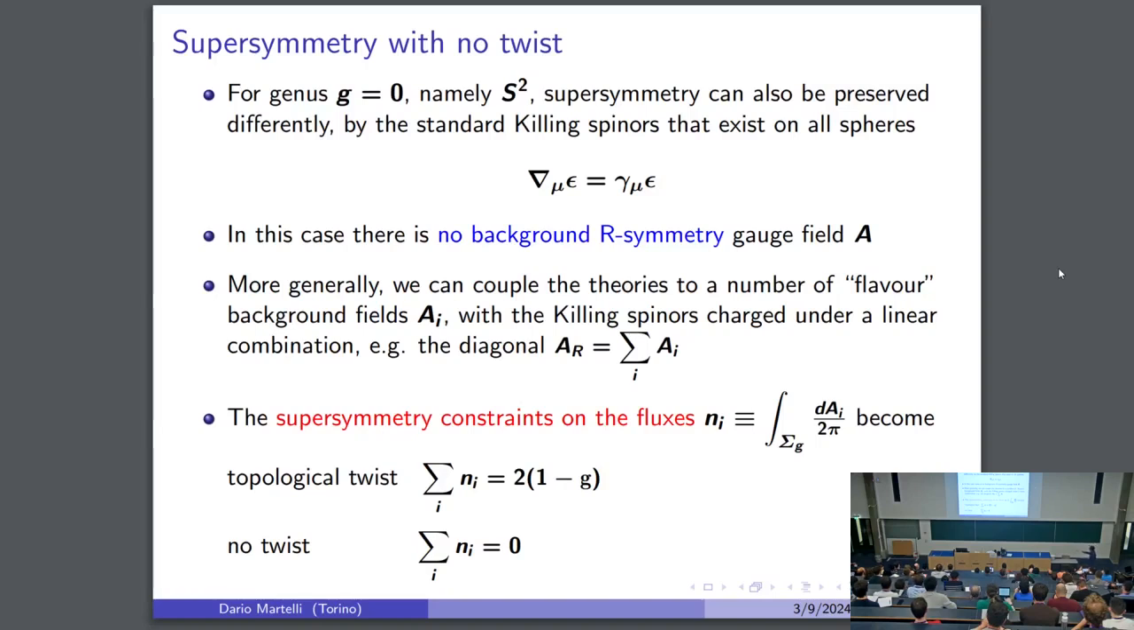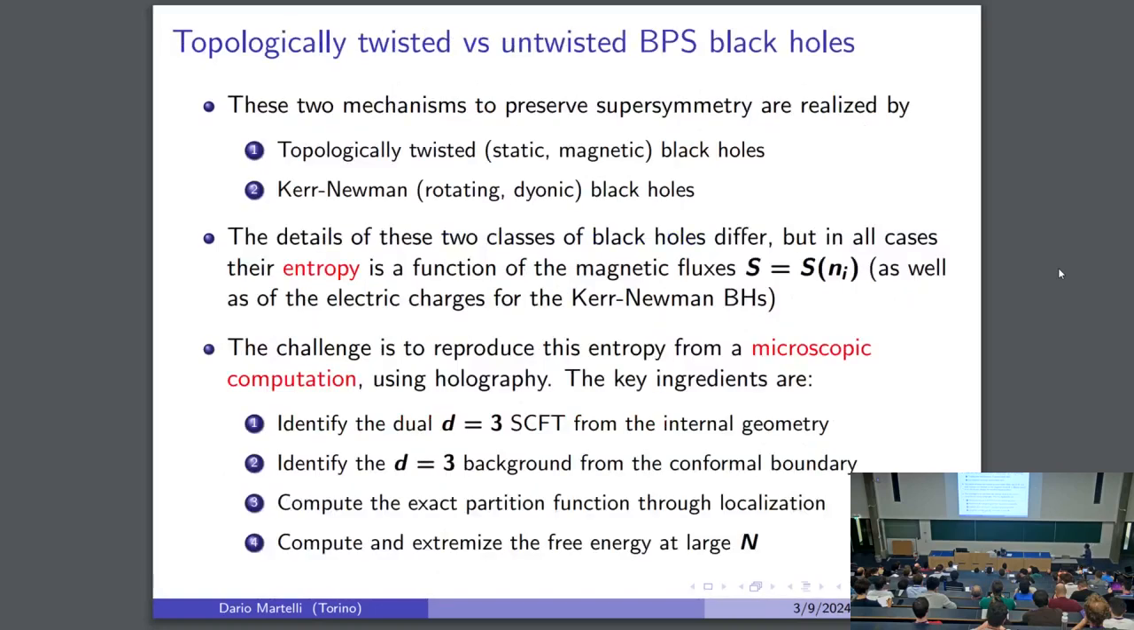If I state that at the level of the integral of the fluxes, which I will refer to as fluxes themselves, these are integers. You can think of them as magnetic charges, they're the same thing. The topological twist is a constraint that says that the sum of these magnetic charges has to be this number here, whereas in this other case of no twist, it has to be 0. These two very general ways of preserving supersymmetry can be implemented either in the field theory or in gravity, supergravity.